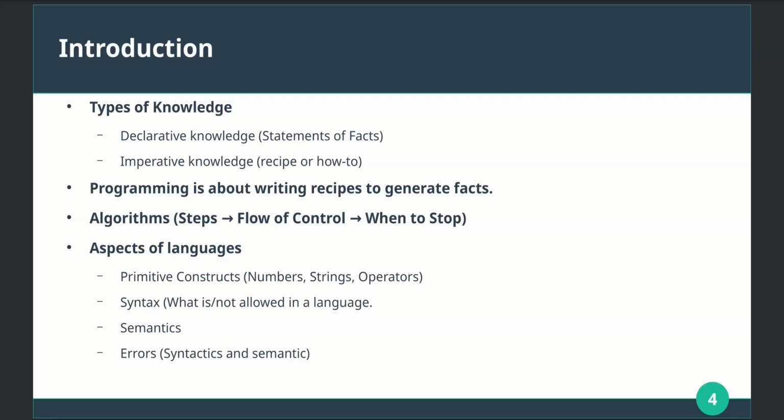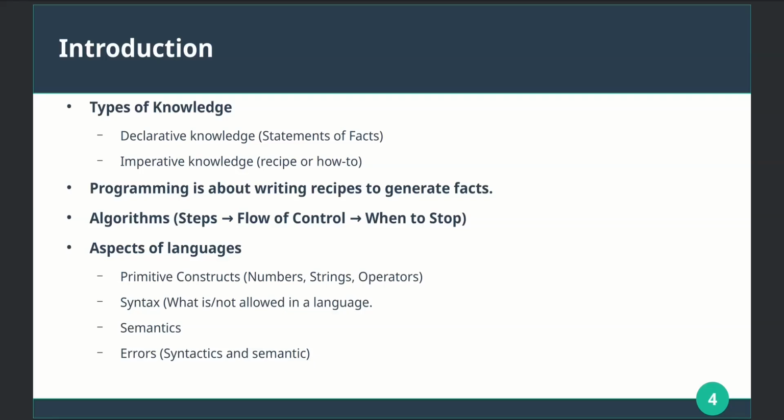Talking about aspects of languages, we're going to talk about primitive constructs. Primitive constructs are the basic building blocks of a programming language. In Python, which is going to be our programming language of consideration, we are going to be talking about numbers, strings, operators, keywords, etc. These are primitive constructs. These are the building blocks. These are the things that actually make up our program code. So we call them the primitive constructs.